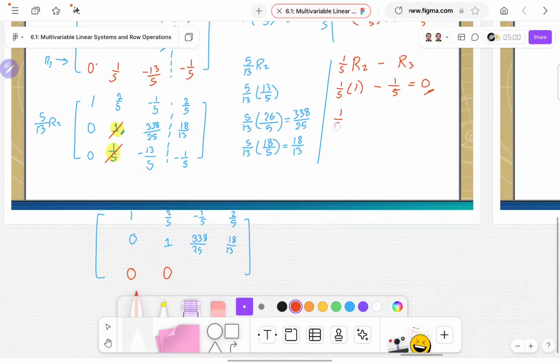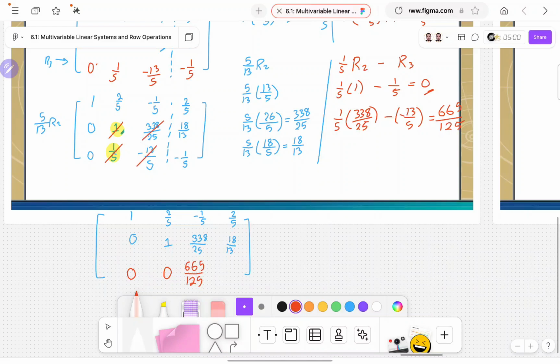Okay, so we finish now from this and this. Now 1 over 5 times row 2. Row 2 is 338 over 25, minus row 3, so minus 13 over 5. So the answer will be 665 over 125. Okay, so the answer is equal to 665 over 125.